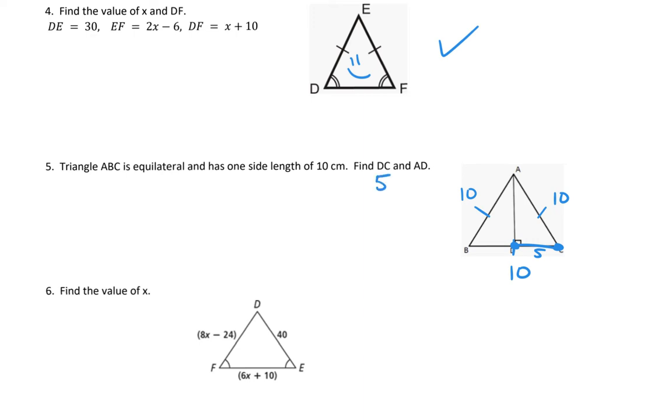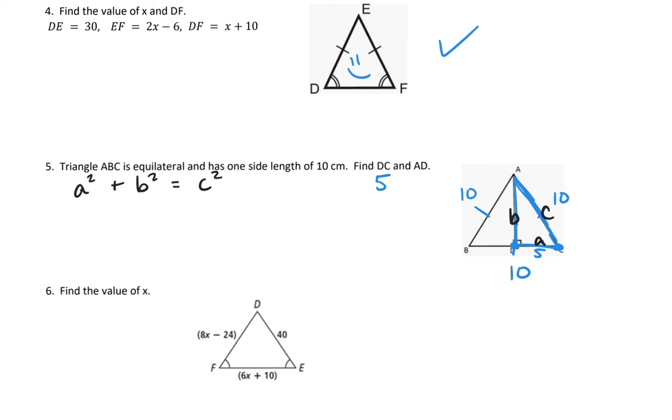And AD. Now to find AD, I've got a right triangle here, so I would have to do the Pythagorean Theorem. Now that's not what your test is about. Your test isn't about the Pythagorean Theorem, but I'm going to show it anyway. The Pythagorean Theorem says that C is the hypotenuse, and A and B are the legs. It says that A squared plus B squared is equal to C squared.